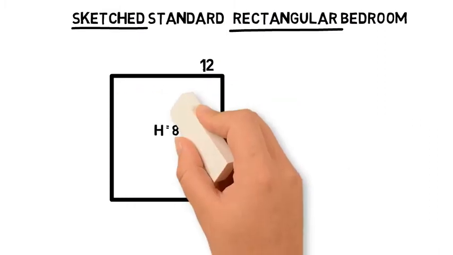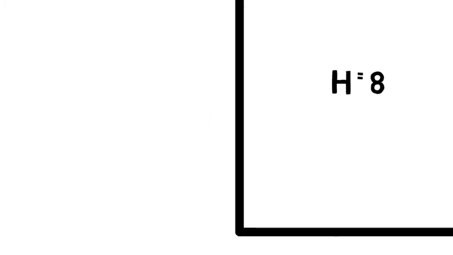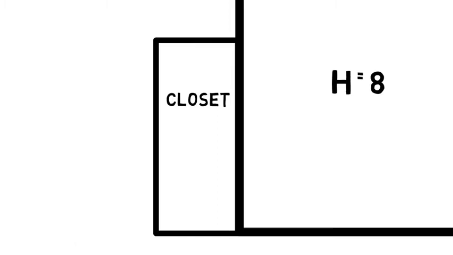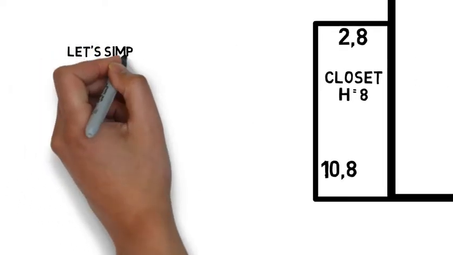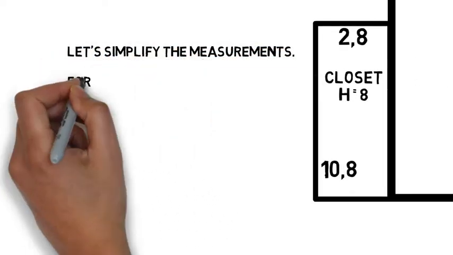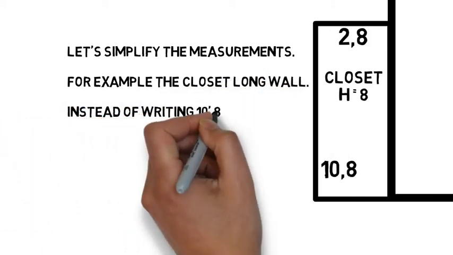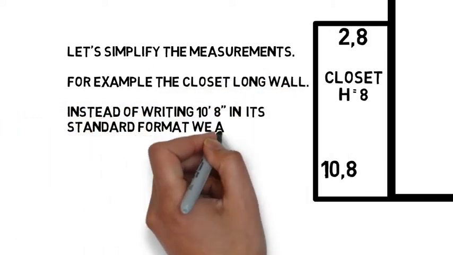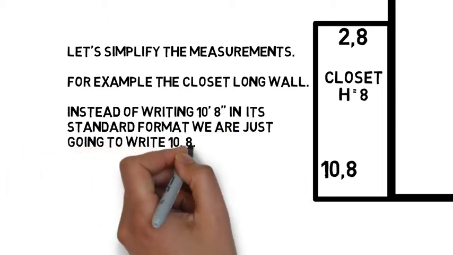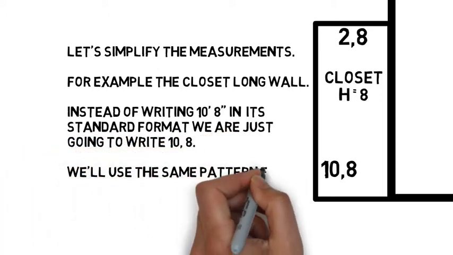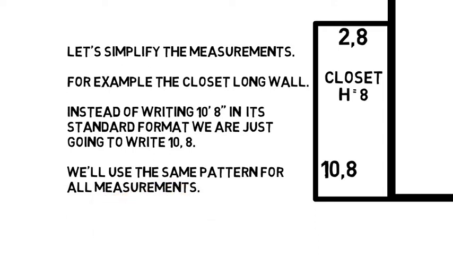Now we're going to add an adjoining subroom. In this case, it's a closet. We're going to use the same height as the bedroom, 8 feet. The long wall is 10 feet 8 inches, and the short wall is 2 feet 8 inches. Let's simplify the measurements. For example, the closet long wall, instead of writing 10 feet 8 inches in its standard format, we're just going to write 10,8. We'll use the same pattern for all measurements.